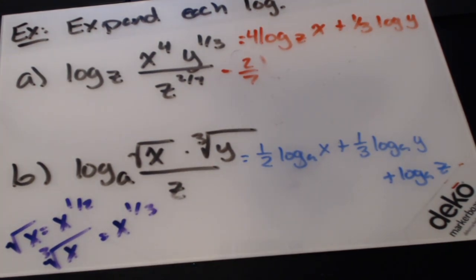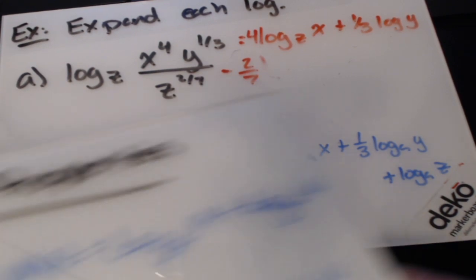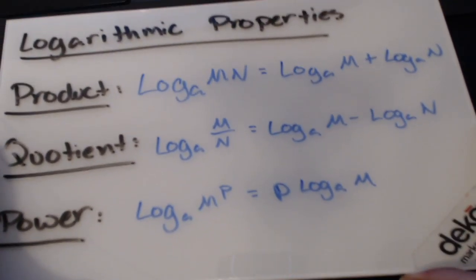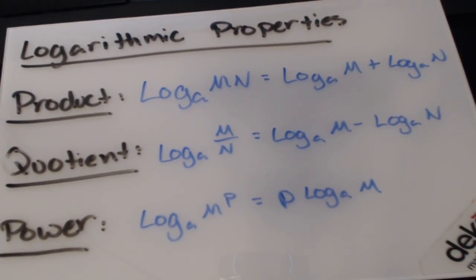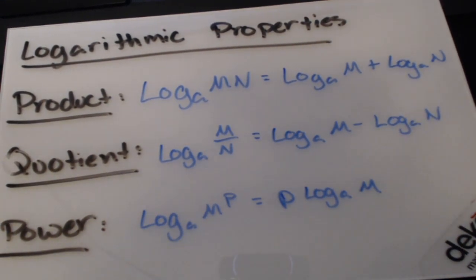Again, these ones you're just really needing to pay attention to. My multiplication changes to addition, my division changes to subtraction, and please bring the power out front. All right, it's not terrible. You're just following the properties, which again, if you need to take a look at the properties, they are right there. All right, that is the basics of exponential and logarithmic properties.